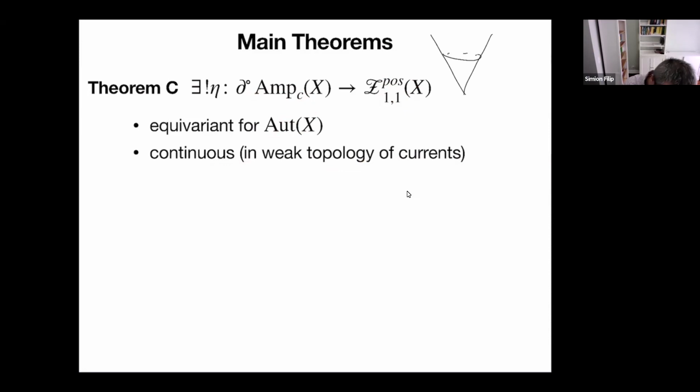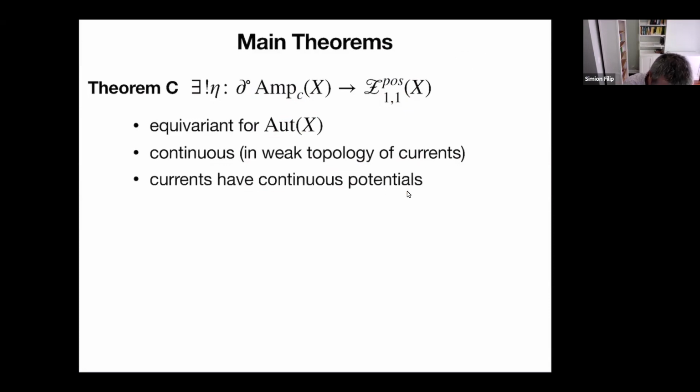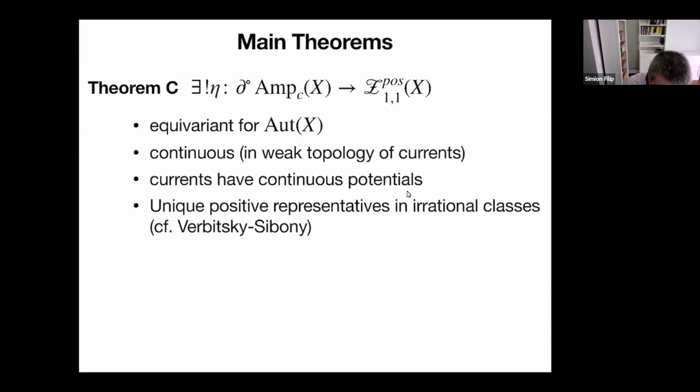In fact, you can put a slightly better topology on the currents, but to make that statement, I need the next property, which is that these currents have continuous potentials, which means that locally on X, one of these currents that I'm interested in is ddc of some function phi, where phi is some continuous function. And furthermore, these currents are essentially the unique positive representatives in those cohomology classes. So there's no other positive representative in that cohomology class. This was announced by Verbitsky and Sibony, and also proved in various other settings by other people.